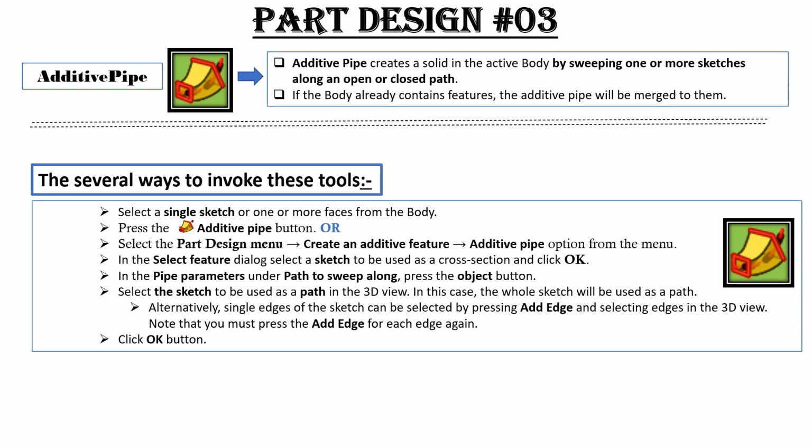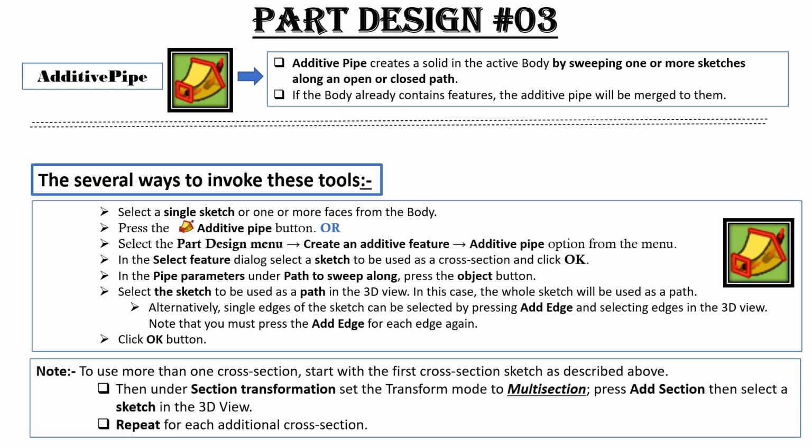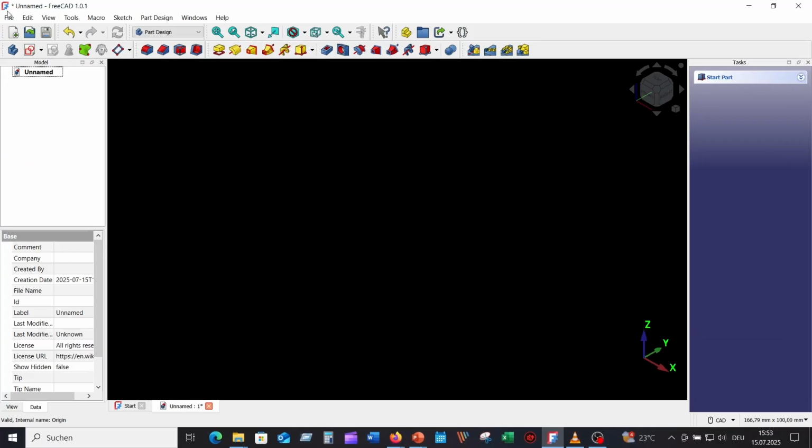To use more than one cross-section, start with the first cross-section sketch as described above. Then, under Section Transformation, set the Transform mode to Multi-Section. Press Add Section, then select a sketch in the 3D view. Repeat for each additional cross-section.